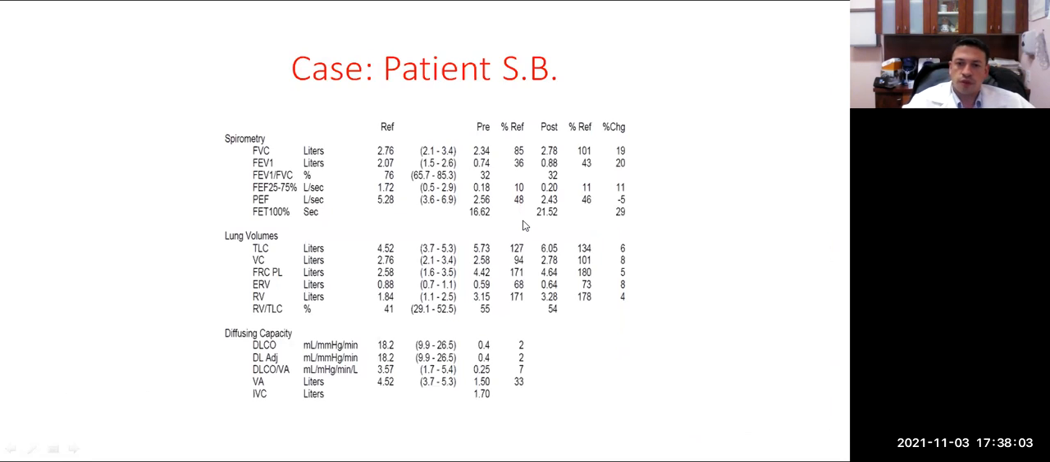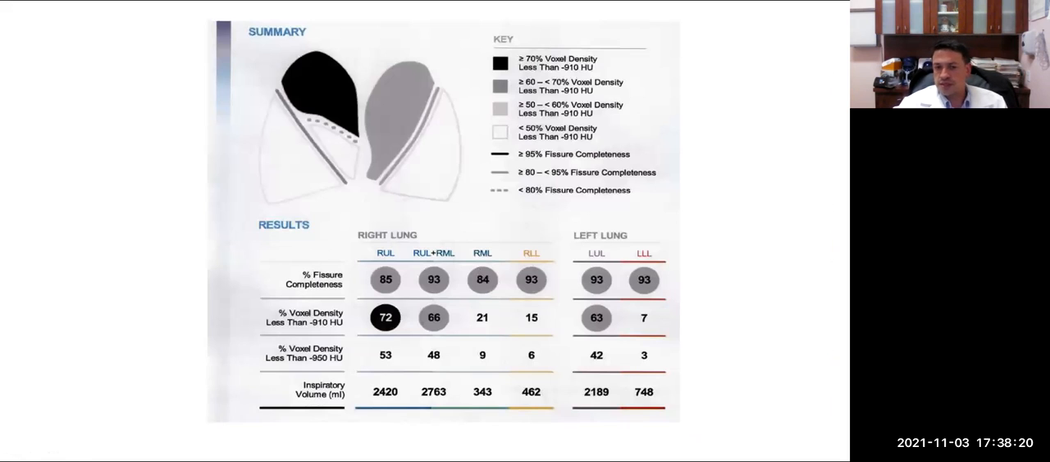out of the valve. So I want to show you an example of a patient whose FEV1 was 36% predicted, her residual volume was 171, 178, diffusion capacity 2%. So obviously that was not well performed. This is a StratX report, and just to point out the fact that she has heterogeneous emphysema.